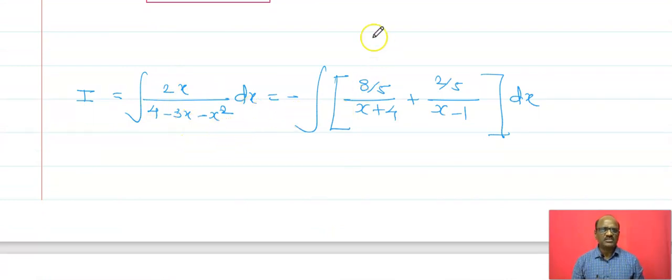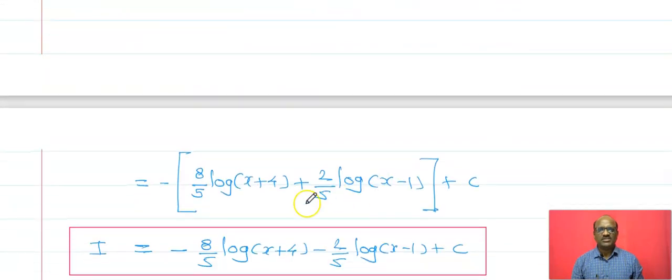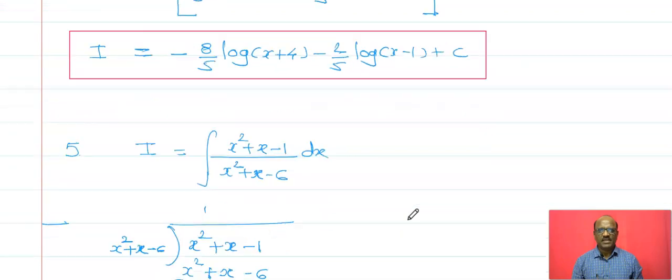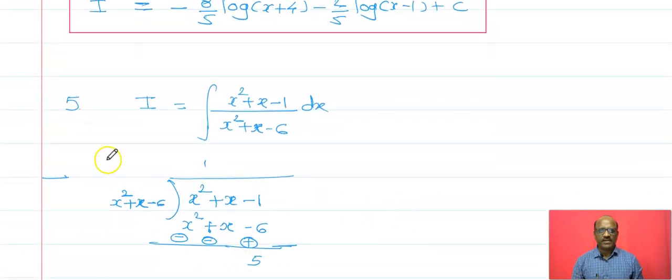That is equal to minus the integral of 8 upon 5 upon x plus 4 plus 2 upon 5 upon x minus 1 dx. Now take their integration. That is equal to 8 upon 5 log of x plus 4 plus 2 upon 5 log of x minus 1 plus c. And hence the integration I is equal to minus 8 upon 5 log of x plus 4 minus 2 upon 5 log of x minus 1 plus c. And this way. Now next problem number 5.